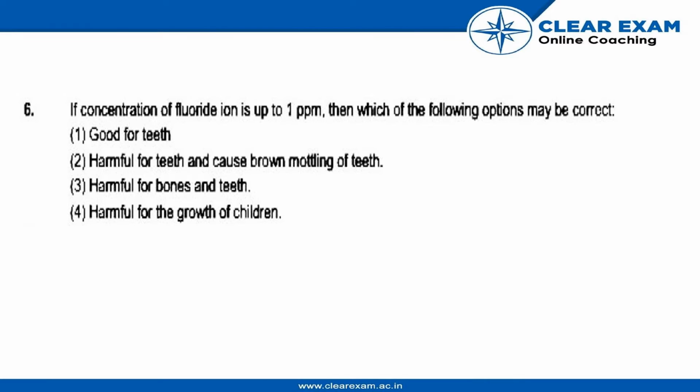So in this question, it is asked that if concentration of fluorine ion is up to 1 ppm (parts per million), then which of the following may be the correct option? First, it is good for teeth. Second, it is not good for teeth. And third, it is harmful for both bones and teeth. And fourth, it is harmful for growth of children.